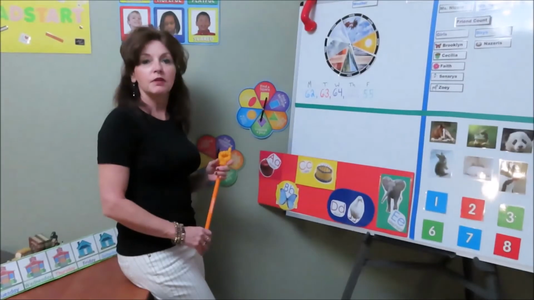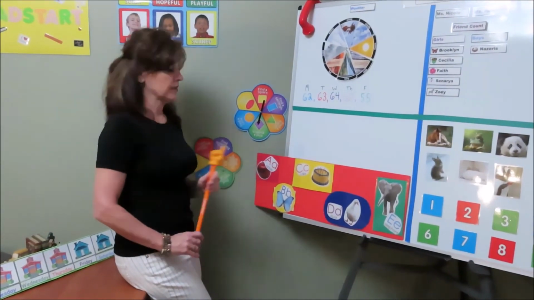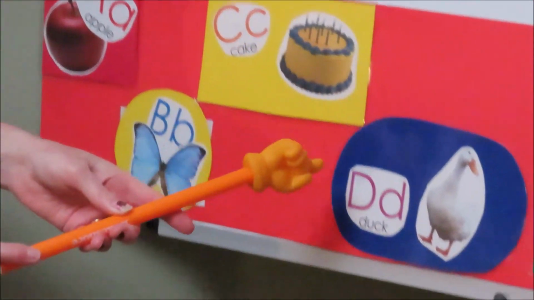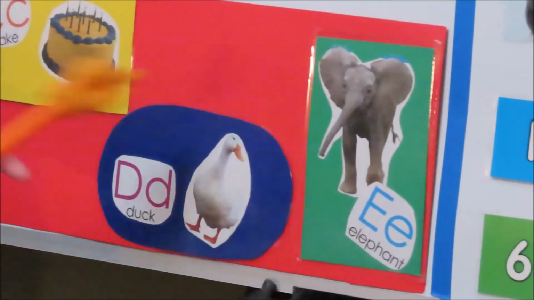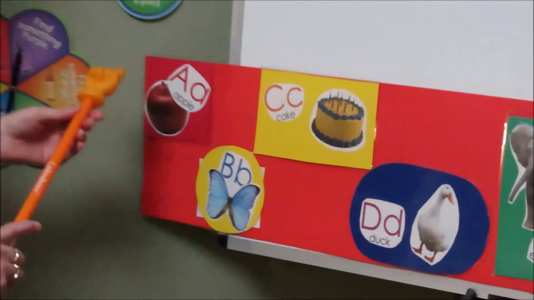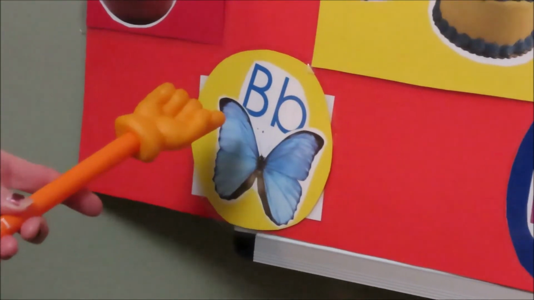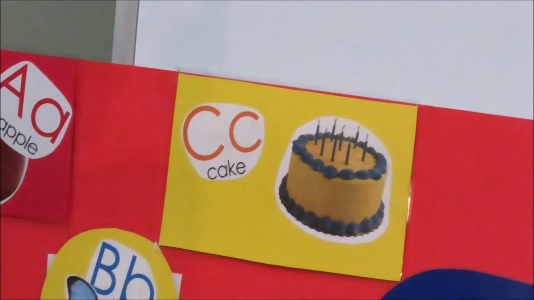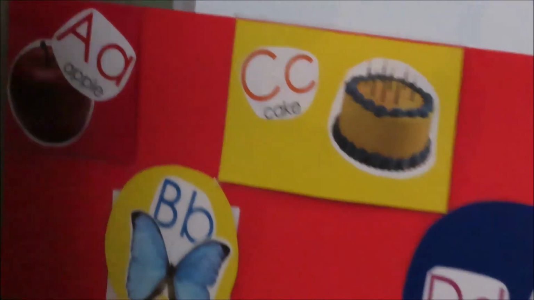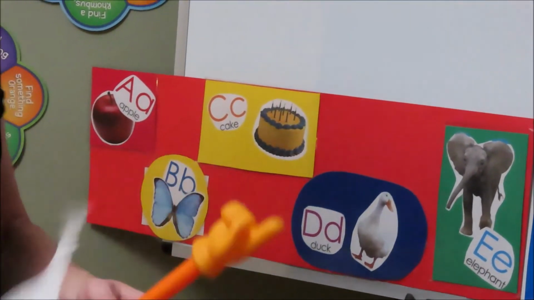Okay, today we're going to discuss the first five letters of the alphabet. There's A, B, C, D, E. And actually, some of our friends' names begin with these letters. Brooklyn begins with B. Brooklyn, B. And Cecilia begins with C. C for Cecilia. Now, I'd like to discuss some words that begin with these letters.